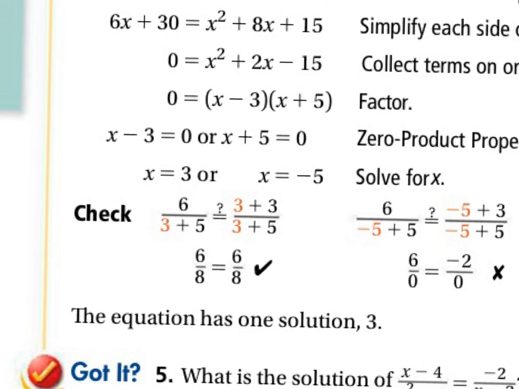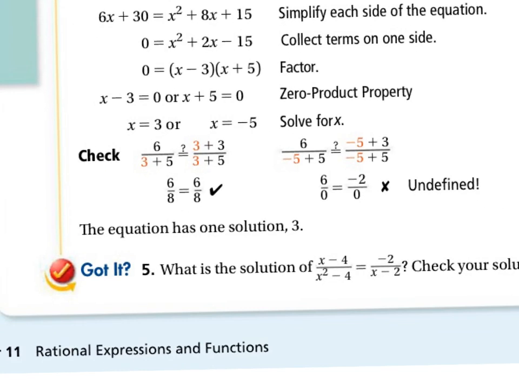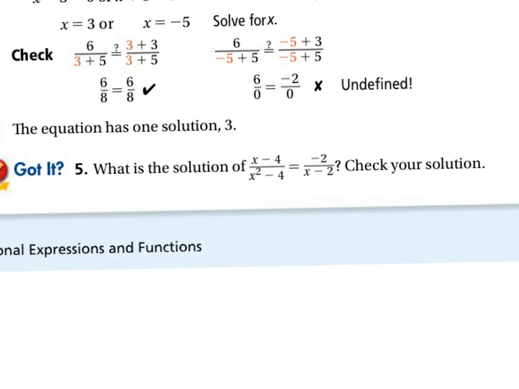So they worked it out. They tried 3 and it worked. Then they tried negative 5. Negative 5 did not work. So negative 5 was an extraneous solution. So 3 would be the only solution for that problem. So let's look at the got it 5.